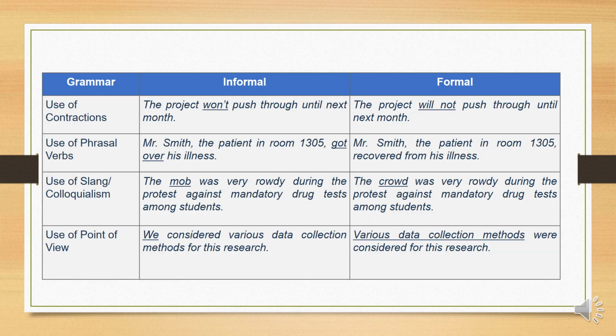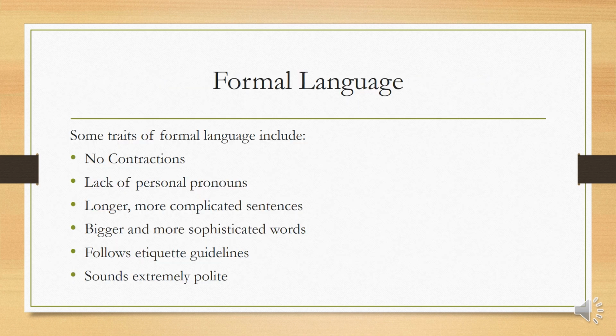Take a look at the examples I have here. Under informal language, we have use of contractions, use of phrasal verbs, use of slang and colloquialism, and use of point of view. You should always remember some traits of formal language include no contractions, lack of personal pronouns, longer, more complicated sentences, bigger and more sophisticated words, follows etiquette guidelines, and it sounds extremely polite.